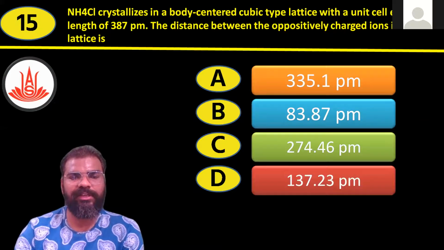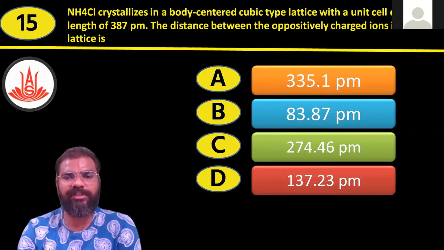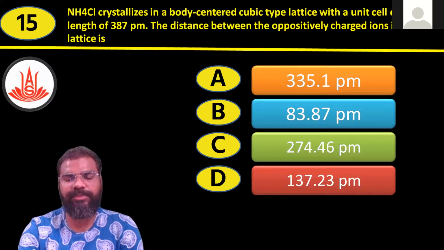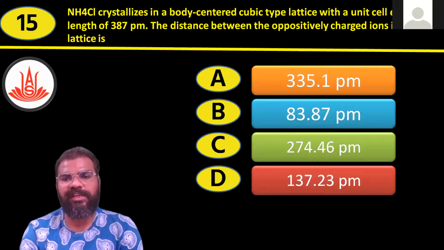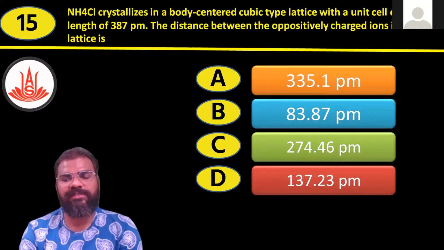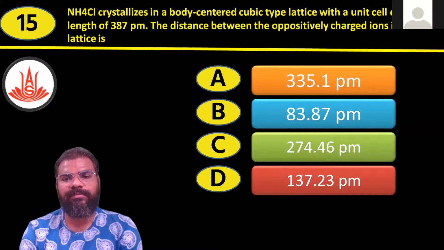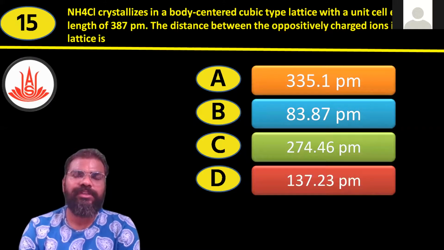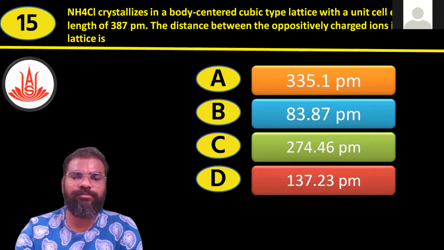Then next question: NH4Cl, ammonium chloride, crystallizes in a body centered cubic type lattice with a unit cell edge length of 387 picometer, they have mentioned. The distance between the oppositely charged ions in the lattice is, दोनों अपोजिट चार्ज के बीच का डिस्टेंस कितना रहने वाला है? 335.1 picometer, 83.87 picometer, 274.46 picometer, or 137.23 picometer.